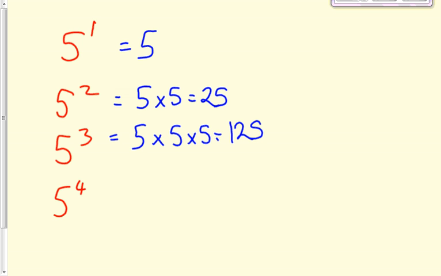Okay, and our final one is 5 to the power of 4. So I've got 5 times 5 times 5 times 5. So our base number stays the same, and the power tells us how many times it's times by itself. Okay, so it's times 4 times. So 5 times 5 is 25, times by 5 is 125, times by 5 is 625.